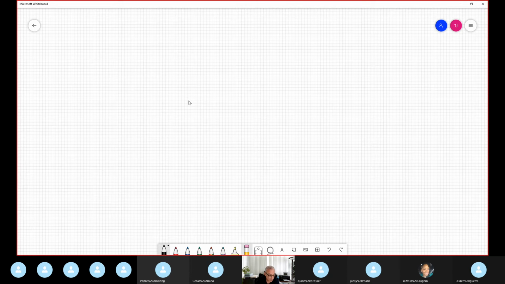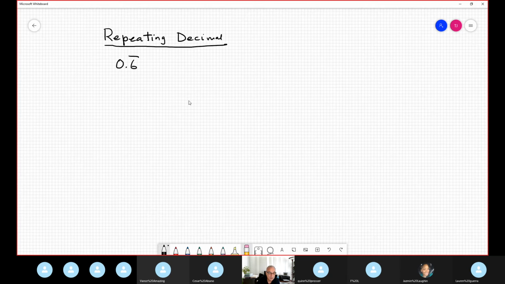What about one application? Suppose that we have a repeated decimal, like that, for example, 0.6 repeated. This is equivalent to saying 0.6666 and continuing forever.